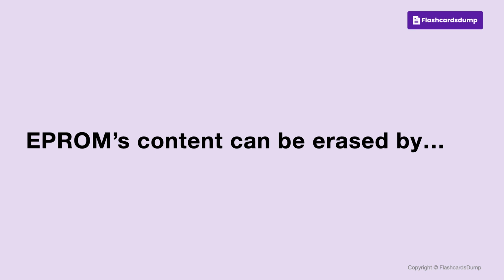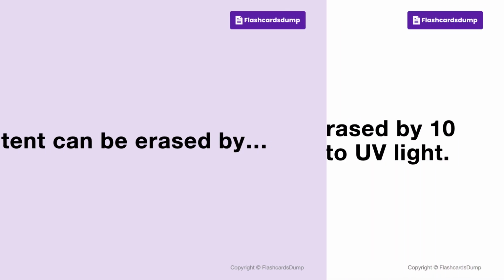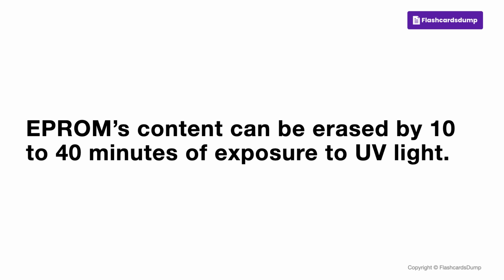EEPROM's content can be erased by 10 to 40 minutes of exposure to UV light. Usually, an EEPROM eraser achieves this function. During programming, an electrical charge is trapped in an insulated gate region. This charge is retained for more than 10 years because the charge has no leakage path. For erasing this charge, ultraviolet light is passed through a quartz crystal window.